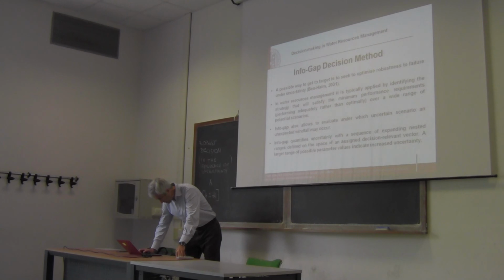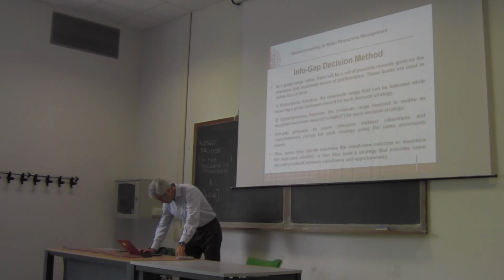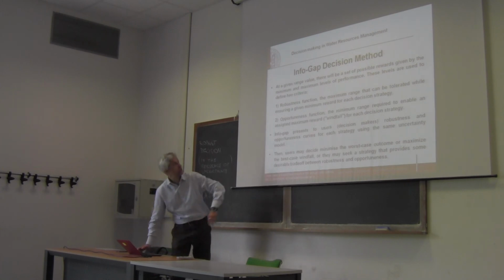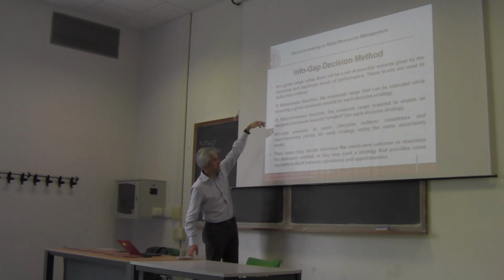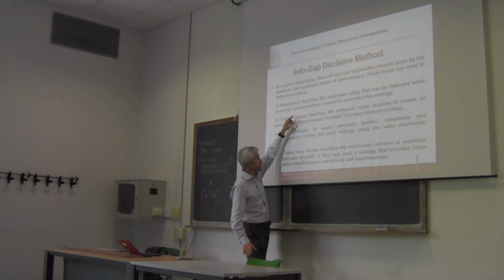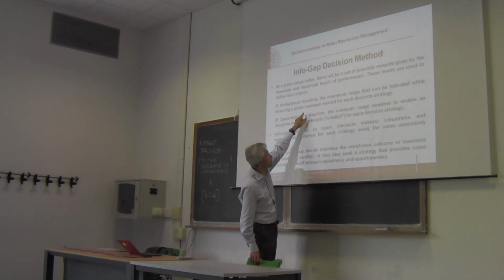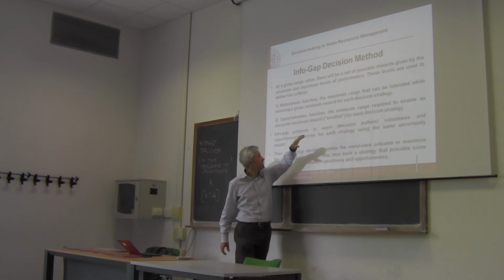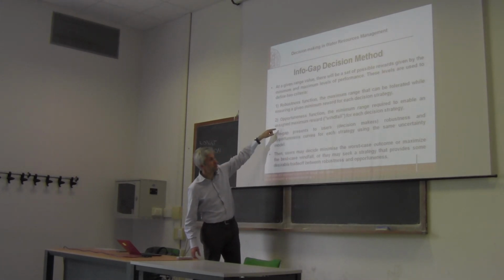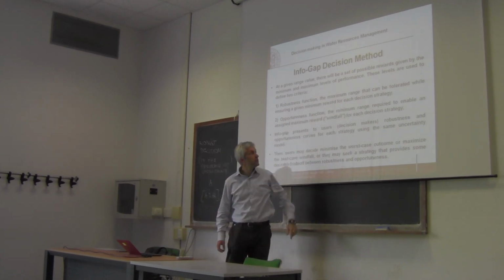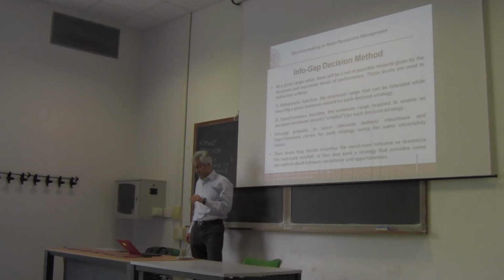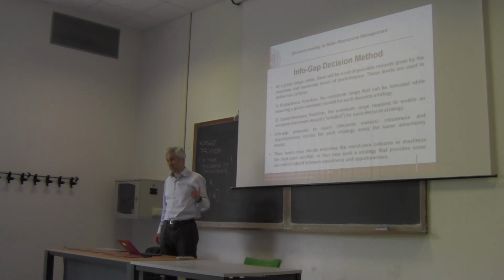This is what I already mentioned. I said that there is a robustness function. The robustness function shows you the max range that can be tolerated while ensuring a given minimum reward for each decision. And there is an opportuneness function, the minimum range required to enable an unassigned maximum reward windfall for each decision strategy. Do you know what windfall means? It's like, in Italian we would say manna, and it means an unexpected benefit.